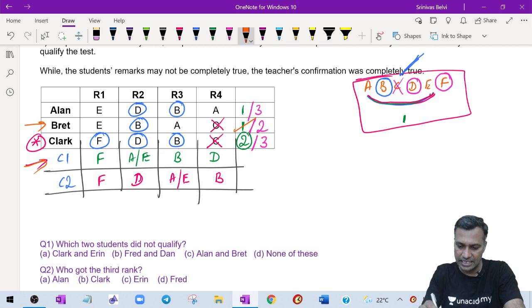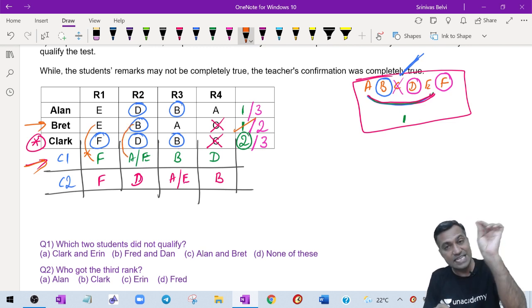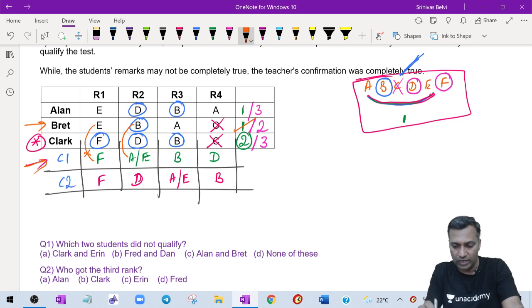So Brett is saying that E should get the first rank, but F got the first rank. Therefore, this is out. Brett is saying that B should get the second rank, but A or E is getting that. It is not at all B, nowhere related with B. Therefore, this is also wrong. A should get the third rank, but B is getting the third rank. Therefore, this is also wrong.